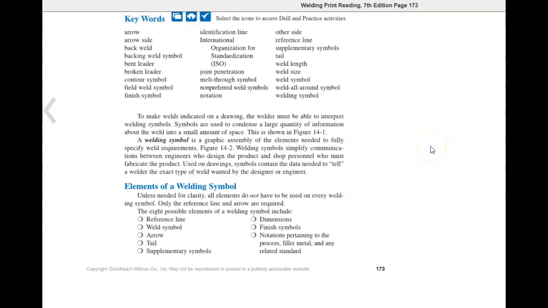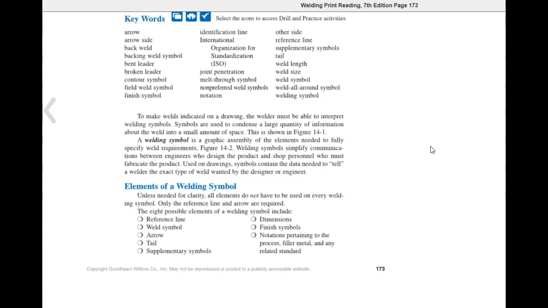A welding symbol is a graphic assembly of the elements needed to fully specify weld requirements. Welding symbols simplify communication between engineers who design the product and shop personnel who must fabricate the product. Used on drawings, symbols contain the data needed to tell a welder the exact type of weld wanted by the designer or engineer. Elements of a welding symbol.